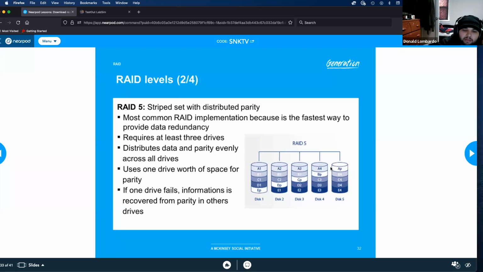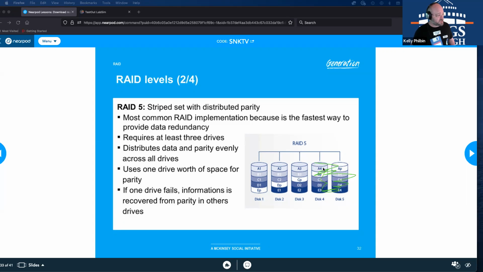So if you had 3, the parity bit would be on the 3rd drive. It would still distribute. Say I only have 3 drives, these 2 drives don't function, right? So I only have 3 drives.